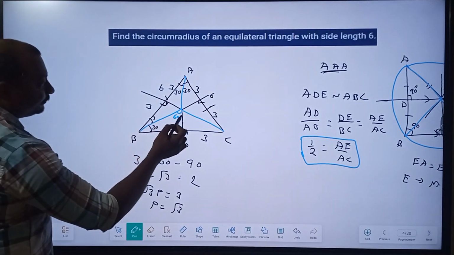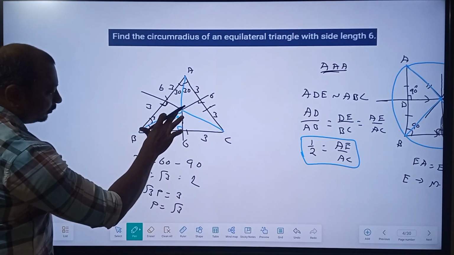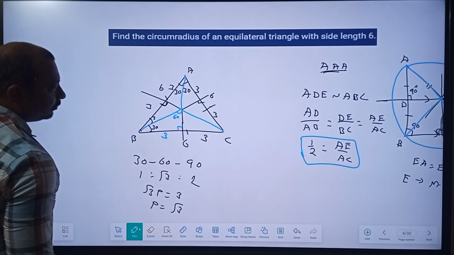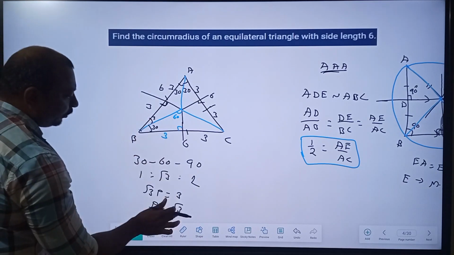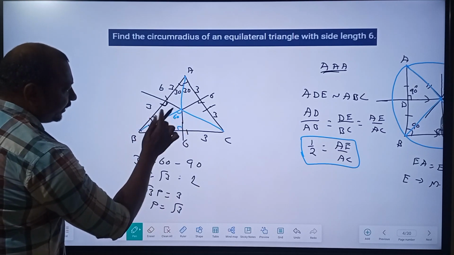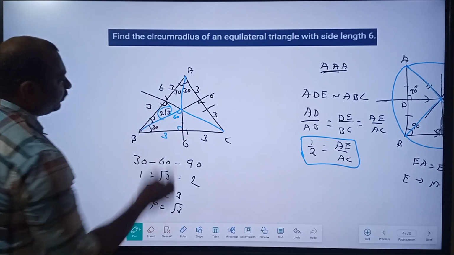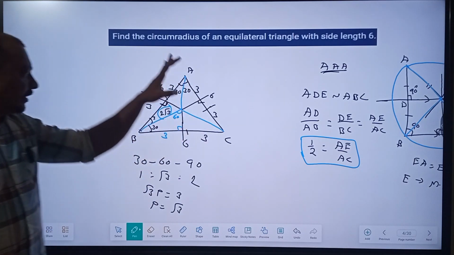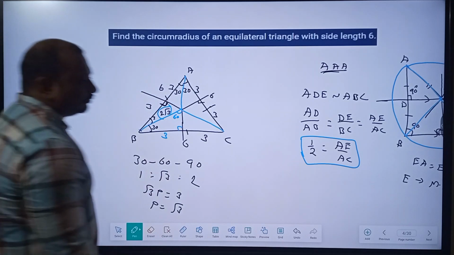And what about this length? That is 3/√3. The circumradius is what we want. Okay, corresponding circumradius is 6/√3, where p equal to √3. 6/√3 is 2√3. Yes, the length of the side opposite to 90 is 2p, so this is equal to 2√3. This is the required circumradius of this equilateral triangle. Right? Next.